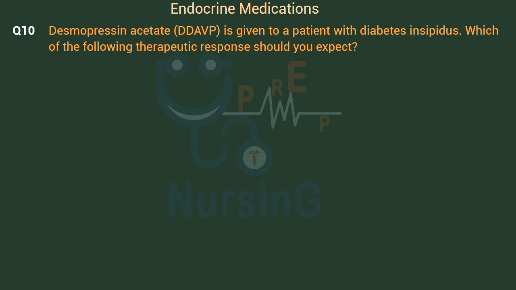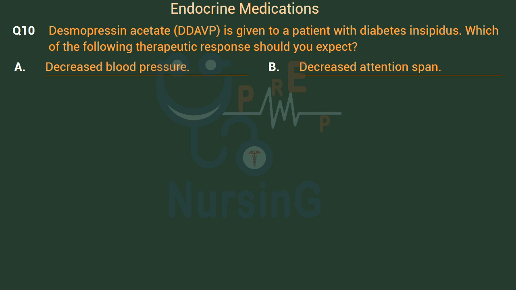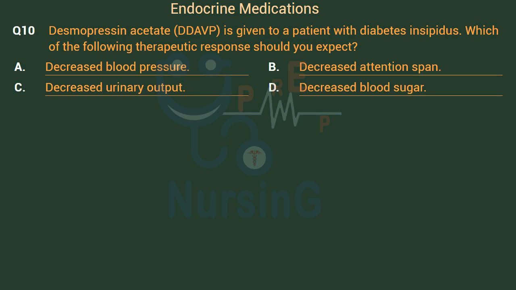Desmopressin acetate, DDAVP, is given to a patient with diabetes insipidus. Which of the following therapeutic responses should you expect? Option A. Decreased blood pressure. Option B. Decreased attention span. Option C. Decreased urinary output. Option D. Decreased blood sugar. Right answer is Option C.